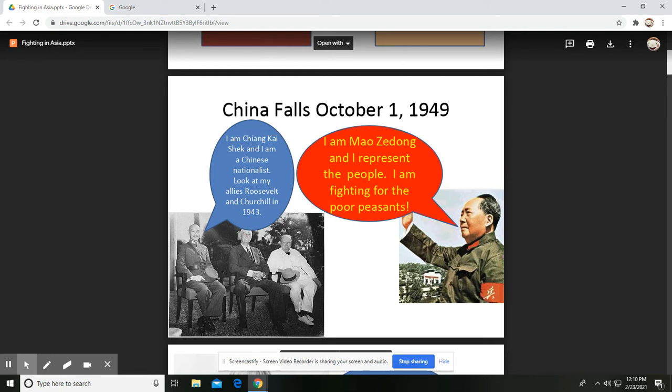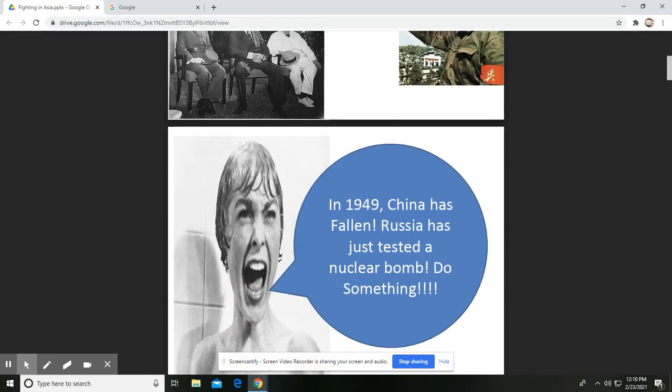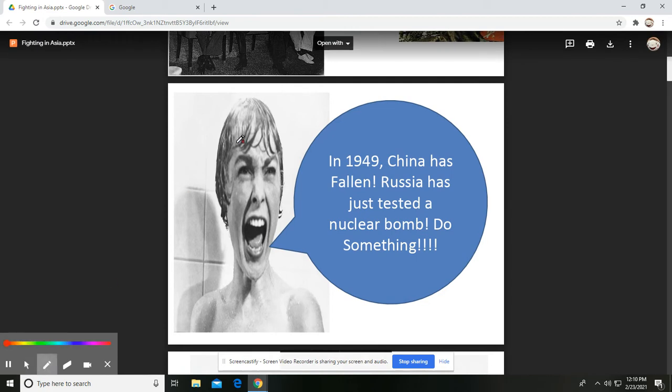So for the most part, the United States is going to support Kai-shek, and that is going to create a situation where the United States panics. As I said before, whenever you see this image, that is the fear. This is an image from the movie Psycho, and in horror cinema, this film definitely has its place. But for the most part, if there is a threat of communism, that's going to definitely create fear amongst U.S. politicians. And that's what China Falls does.